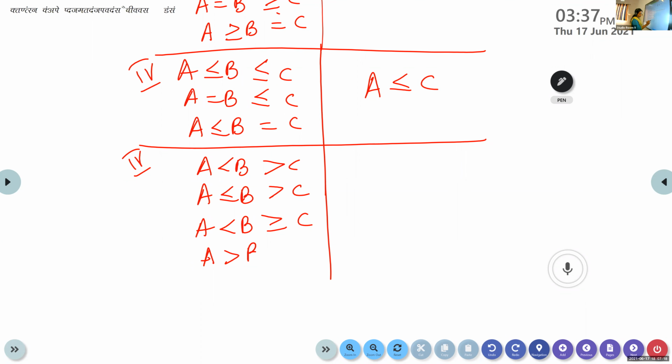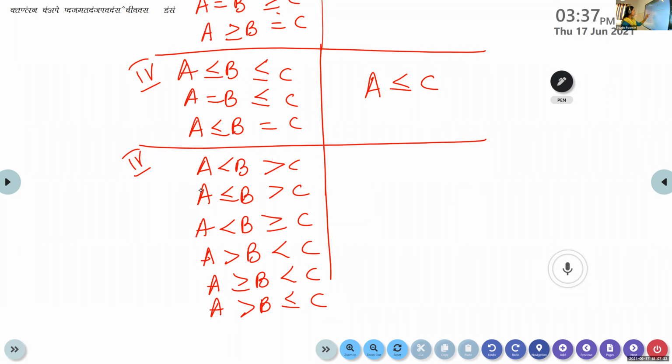A greater than B less than C. A greater than or equal to B less than C. A greater than B, less than or equal to C. Here, what is the conclusion you can give?